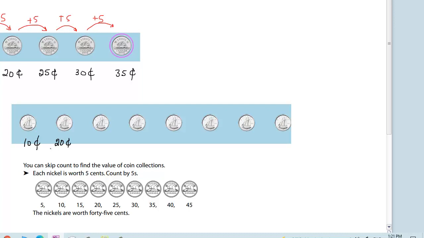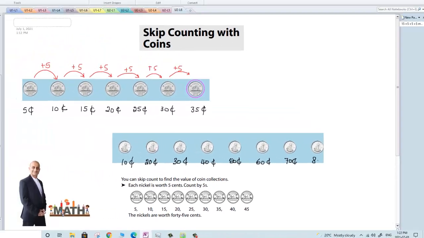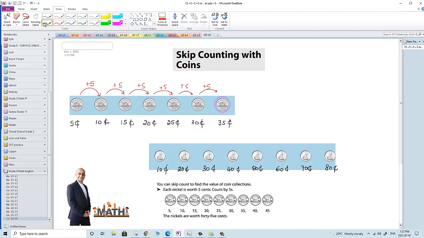I am adding 1 to the 10. The 2 will become 3. The 3 will become 4. The 4 will become 5. The 5 will become 6. The 6 will become 7. And the 7 becomes 8. So really, what am I adding by? I'm adding by 10 because I'm adding 1 ten every time. So I'm adding by 10.